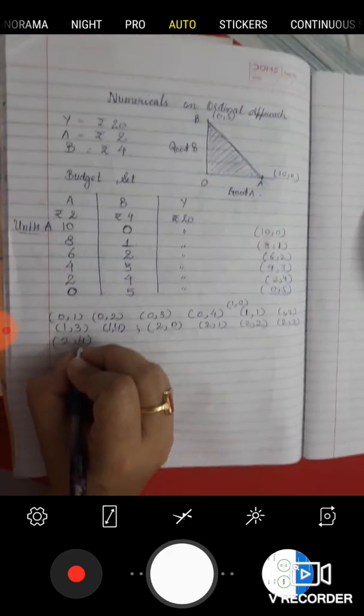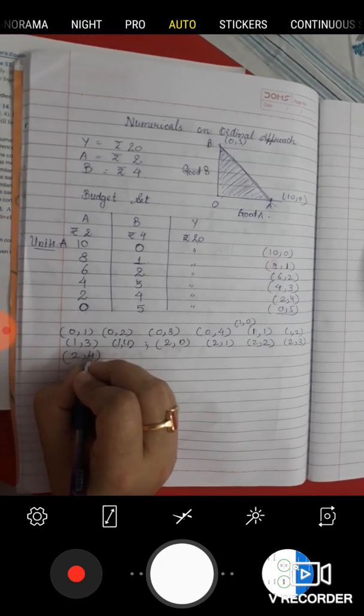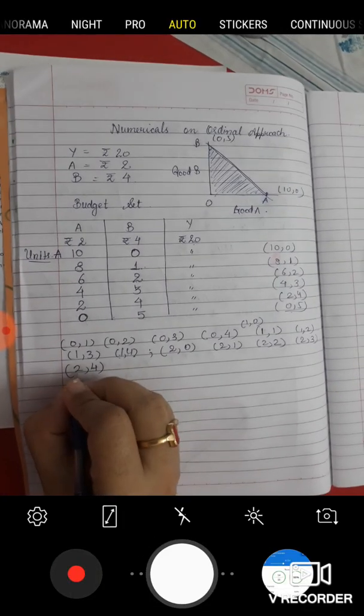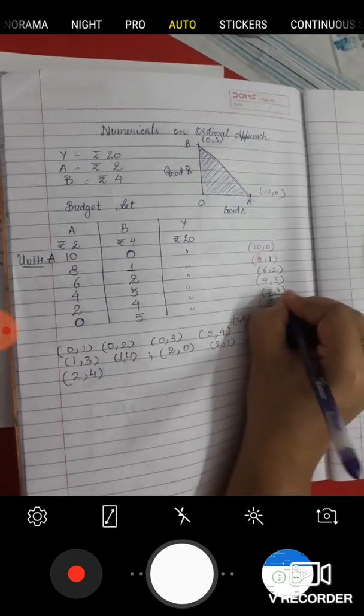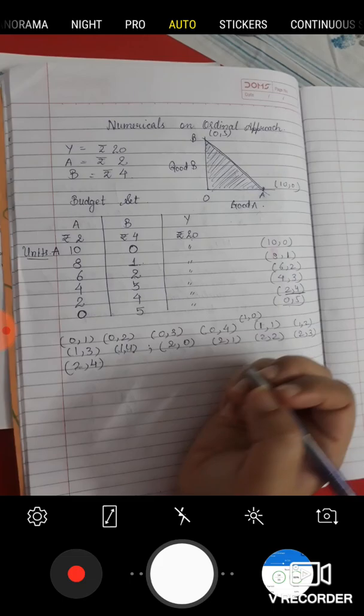16 plus 2 is 18, and here it is 4 rupees. So the entire income is spent. This bundle is already on the budget line, so you may not write it repeatedly.